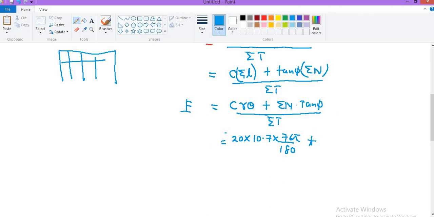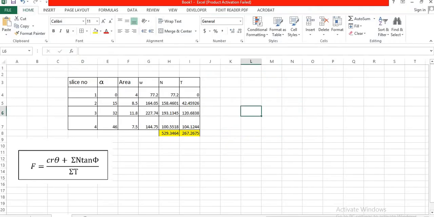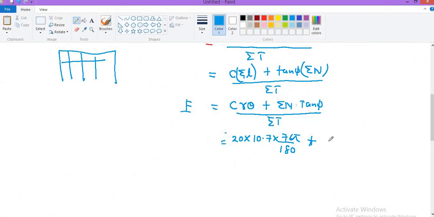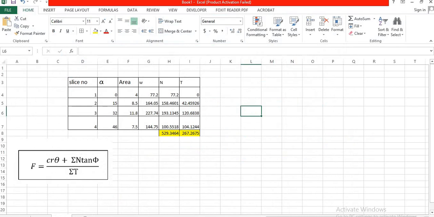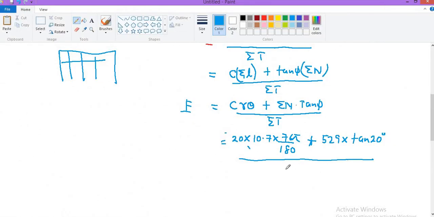Now what is our sigma N value? Sigma N is approximately 529, which should be multiplied by tan 20, since the phi value is 20. Divide by sigma T. What is sigma T? 267. By dividing this, we get the factor of safety value. With this calculation, you will get somewhere around 1.6. Check the value again by yourself.